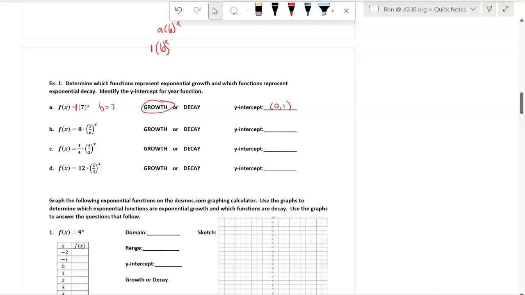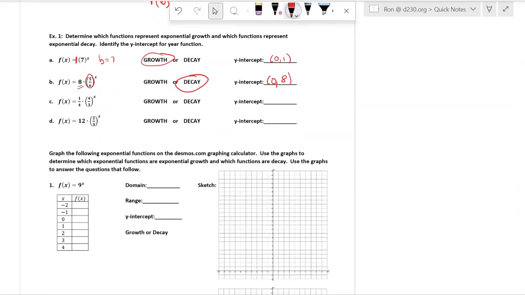Next one, to determine if it's growth or decay. Is that number greater than 1? No, it's a proper fraction. If that number is less than 1, it's going to be decay. My y-intercept is always going to have an x value of 0. What's my a value? 8.